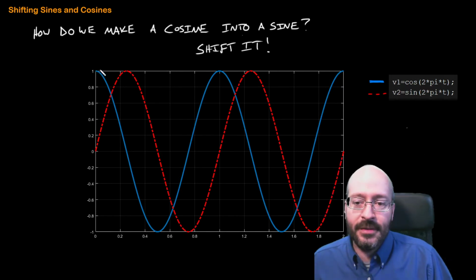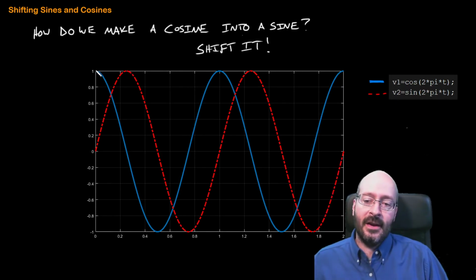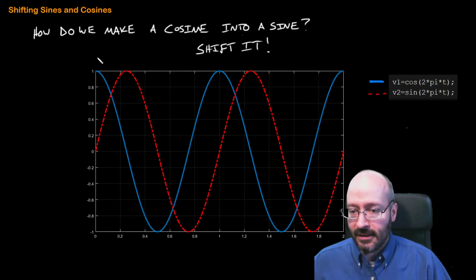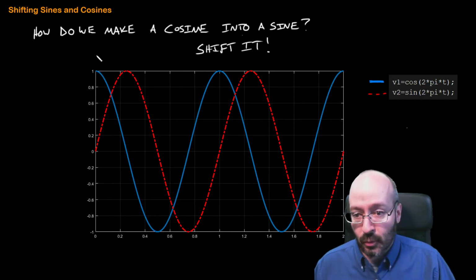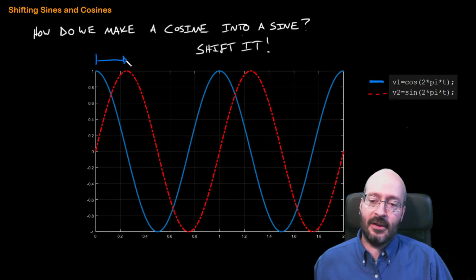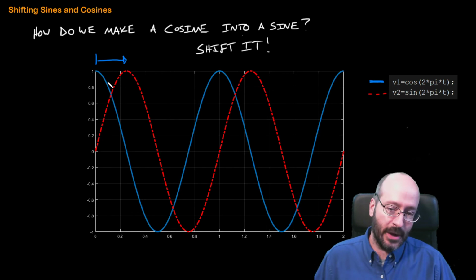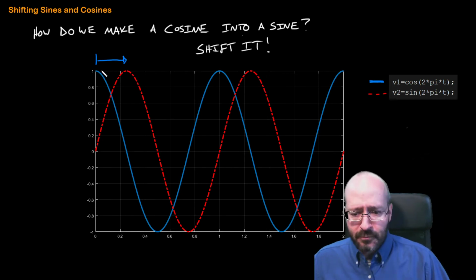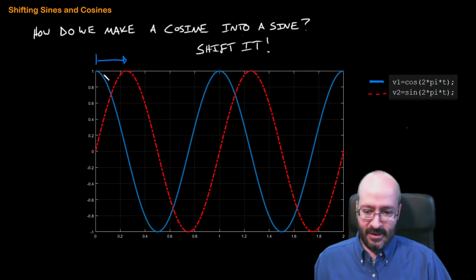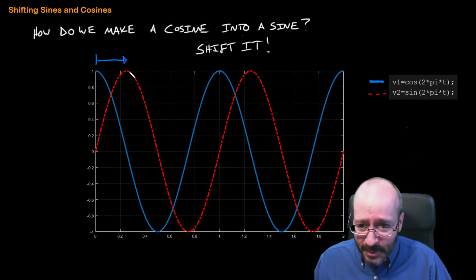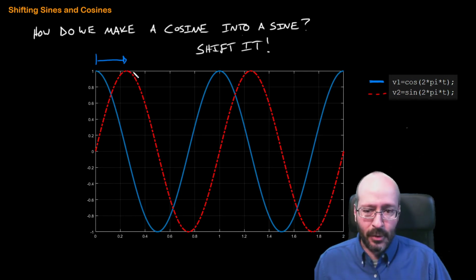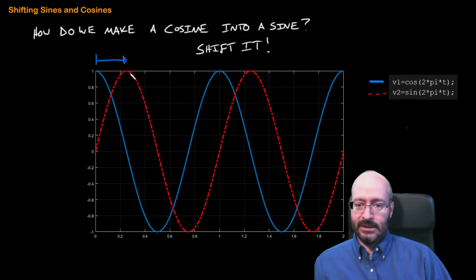So if I want to move this peak to this peak, the easiest way to do that is to shift to the right. And we have to ask ourselves, how much are we shifting to the right by? So we could look at it as a time shift. It looks like it's a little bit above 0.2, a little bit below 0.3, somewhere in there.